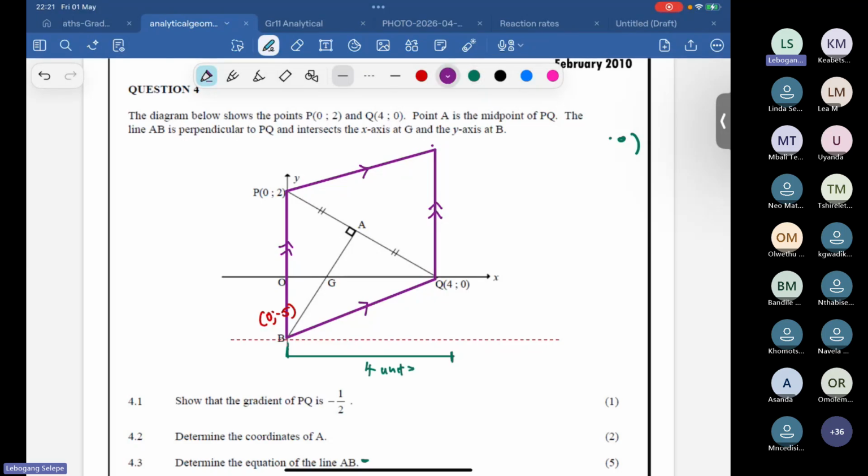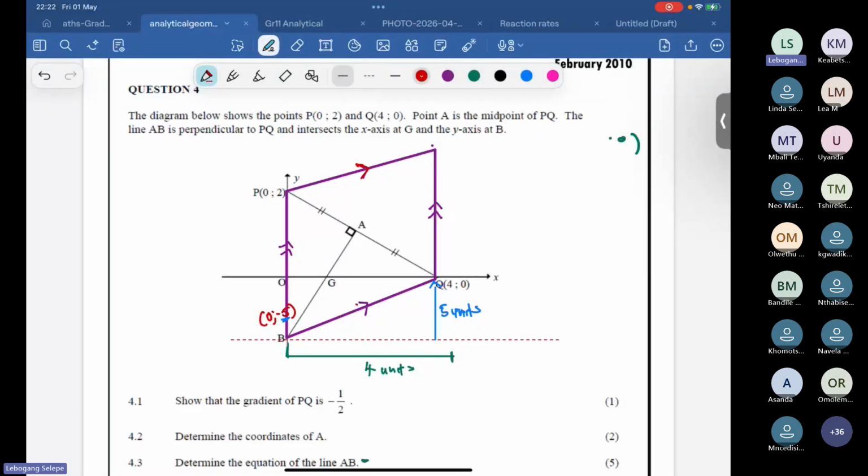Then you also ask yourself how many units it takes to move vertically from B to Q. We know that B is at -5, so I need to add 5 units to get to the y value of Q, which is 0. So this is 5 units going up to get to Q. It's like asking how I can shift the point B to get to Q. You have to shift it 4 units to the right and 5 units upwards.